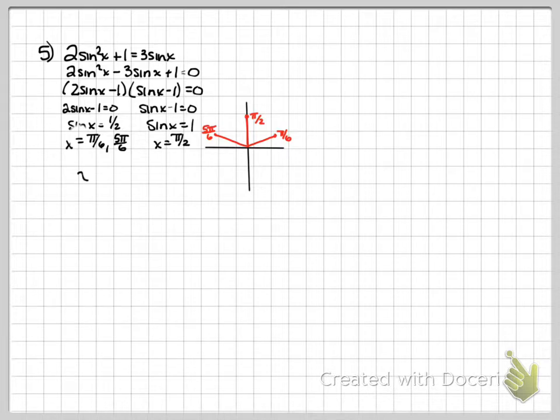So my first equation is pi over 6 plus or minus 2 pi n, comma, 5 pi over 6 plus or minus 2 pi n, and pi over 2 plus or minus 2 pi n. Okay, and that is number 5. Let's move on to number 6.